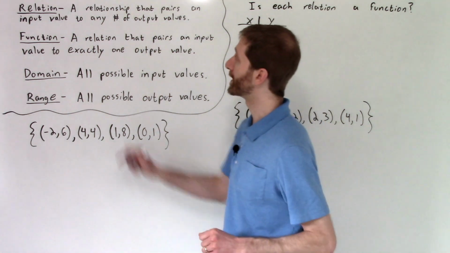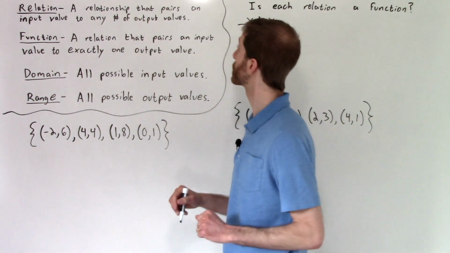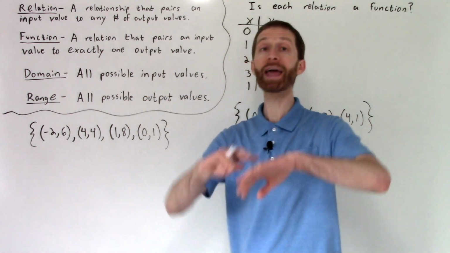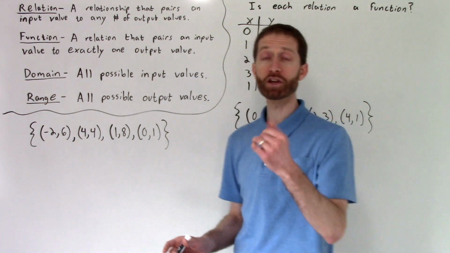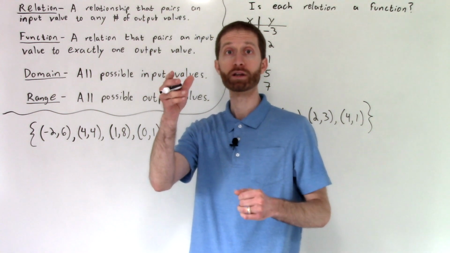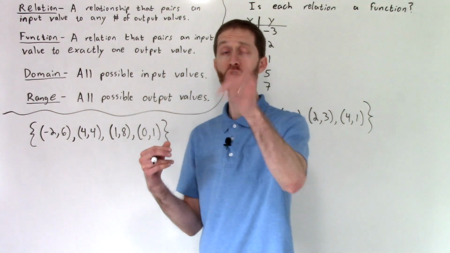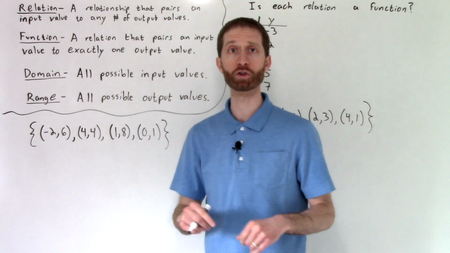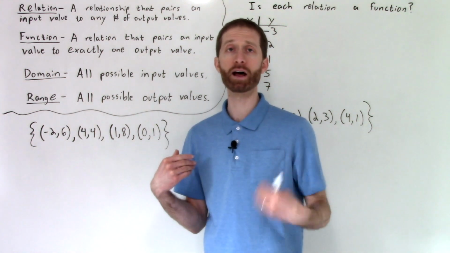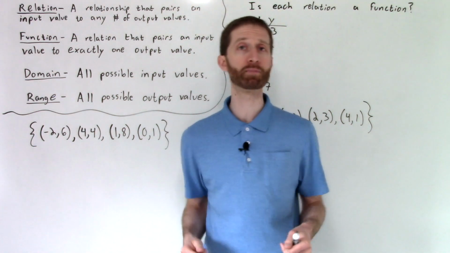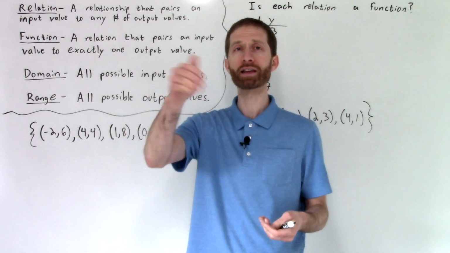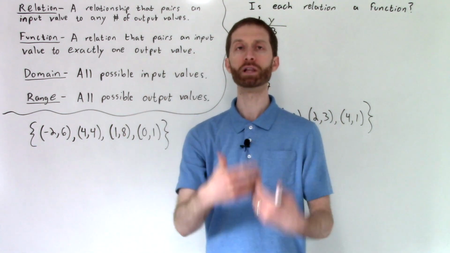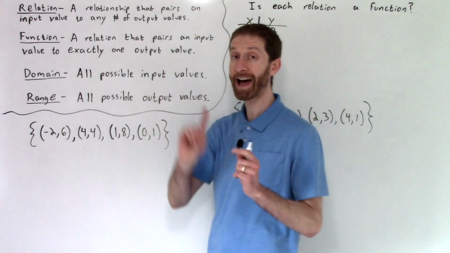A relation is a relationship that pairs an input value to any number of output values. So that means that we could have the number 2 as an input. Let's say I work for 2 hours, you work for 2 hours, and someone else works for 2 hours, and I get paid $10, you get paid $30, and someone else gets paid $40. Everybody had an input of 2, but we all had different outputs. That would be a relation. However, it's not a function.